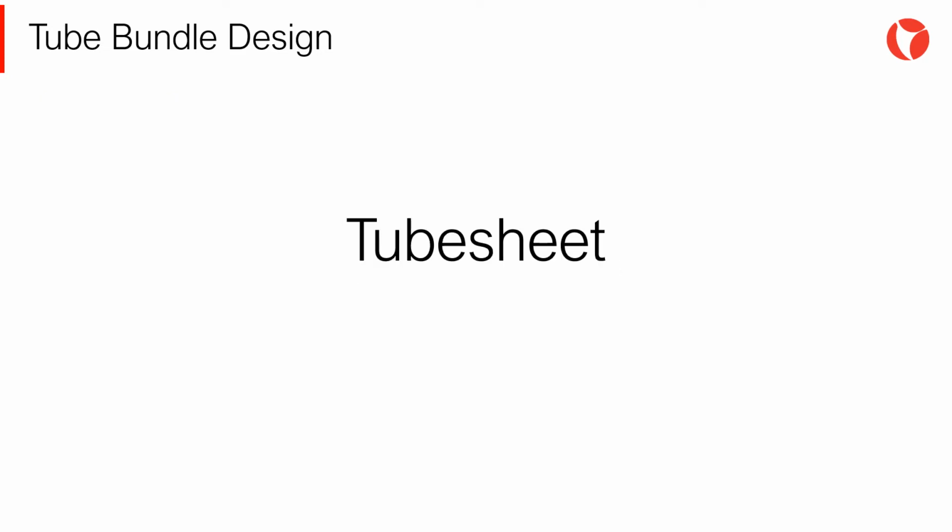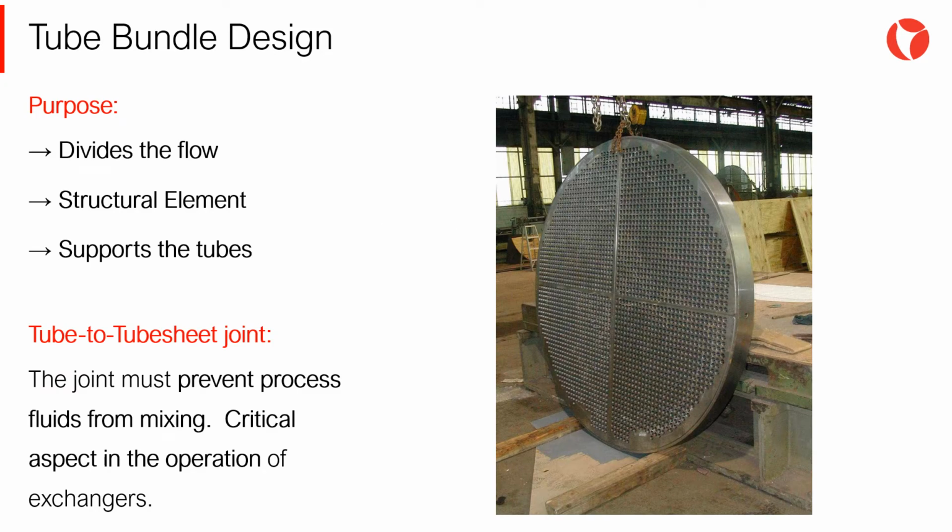Tube sheets are generally flat circular plates, drilled with circular holes where transfer tubes are inserted. The purpose of the tube sheet is threefold. First, it divides the flow between the shell and tube side, preventing direct contact between the fluids. Secondly, it constitutes the most important structural element, withstanding the shell and tube side pressures. And third, it supports all tubes of the bundle.